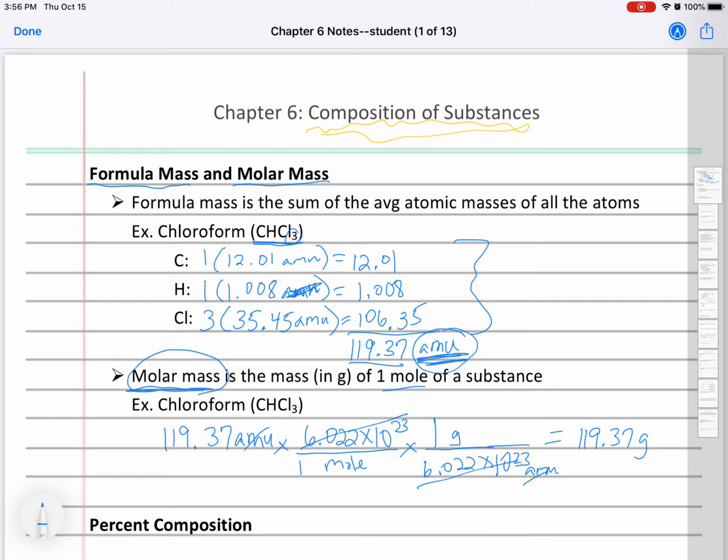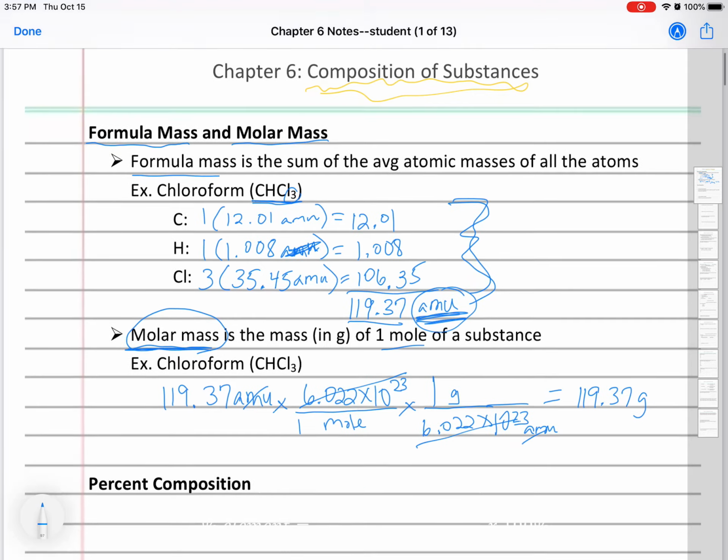So you may have some problems in the homework that ask you to determine the formula mass or the molar mass. The only difference between the two is the units, but the way that we calculate it is the same. We're adding up all of the atomic masses of all the parts.